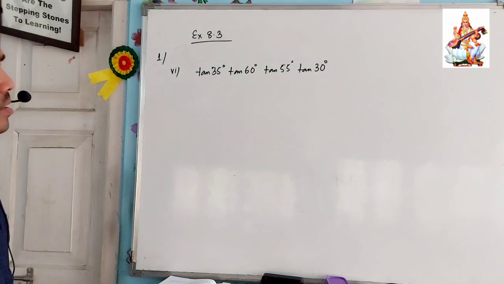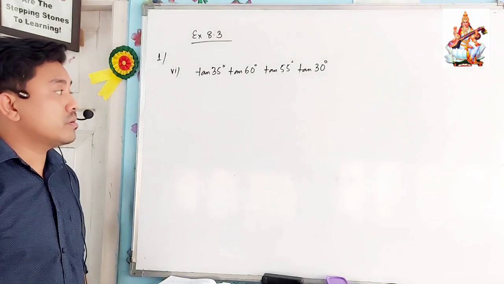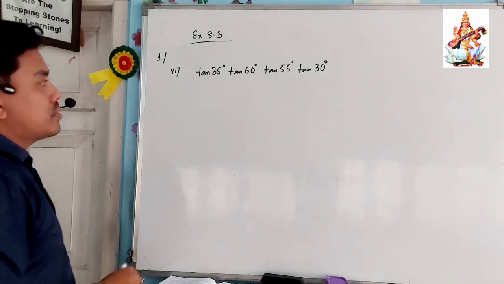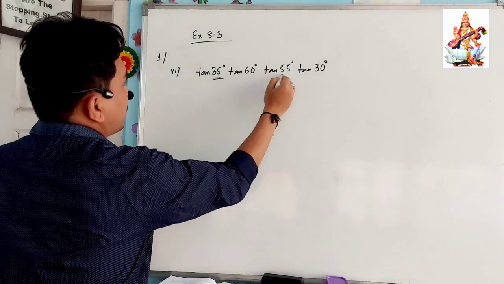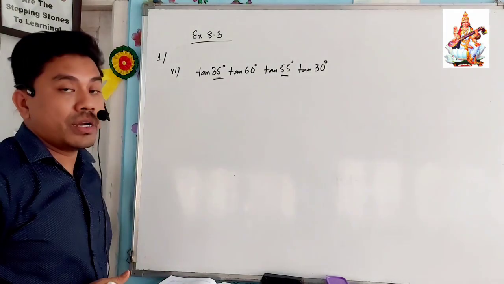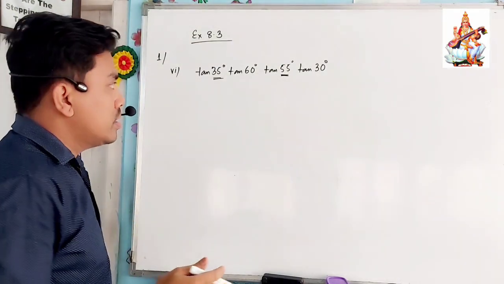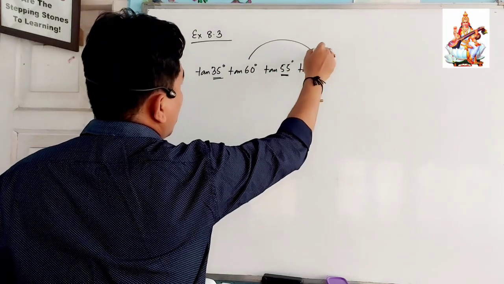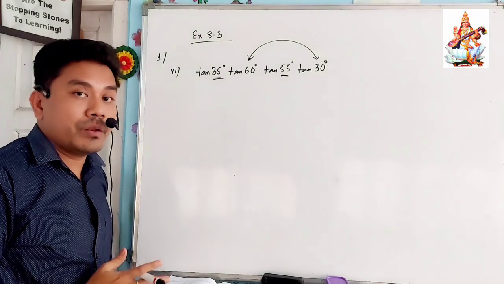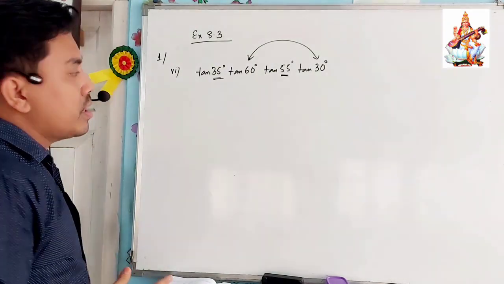So here also you will see that two of the angles are complements. Okay, let us group it. 35 and 55. Are they complement of each other? Yes, because the sum of 35 and 55 will be what? 90. Similarly, 60 and 30. Are they complement of each other? Yes, because the sum of 60 and 30 will be what? 90. So we'll be converting one of them.